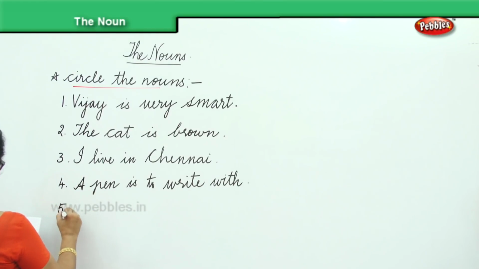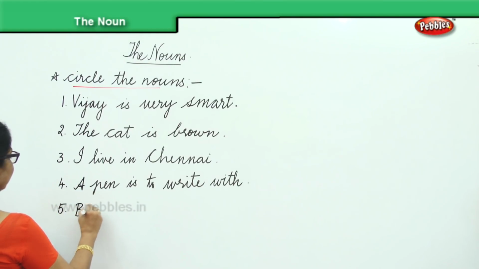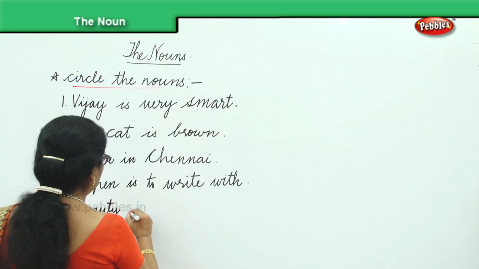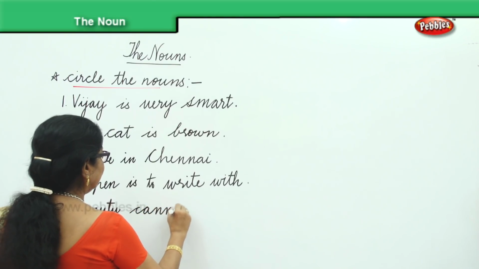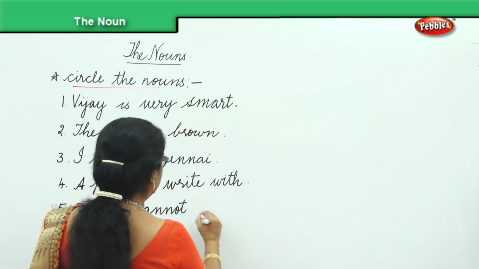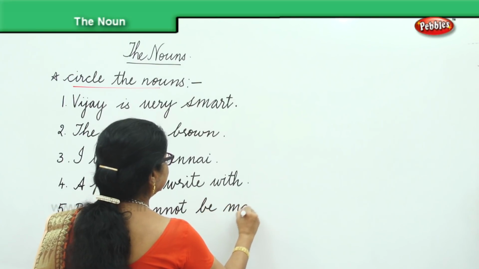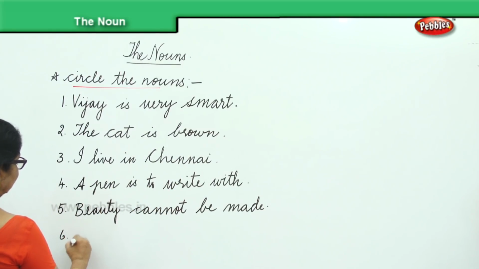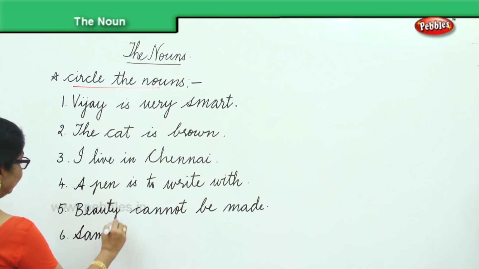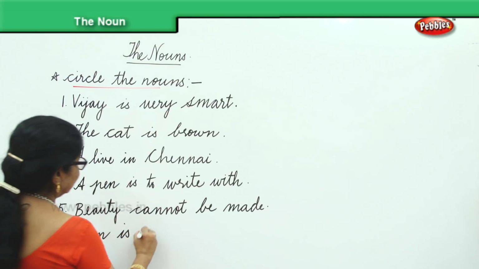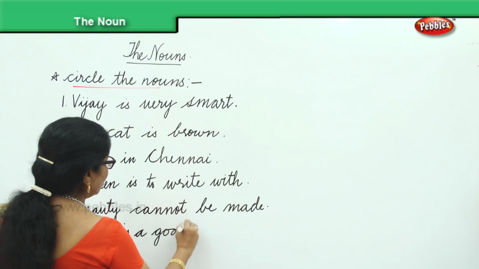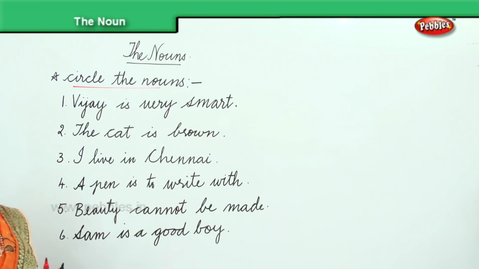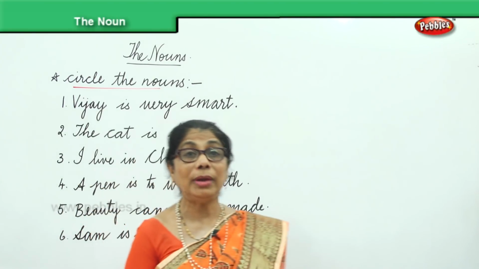And fifth one, beauty cannot be made. Sam is a good boy. Now we have here sentences. We're going to circle out nouns.